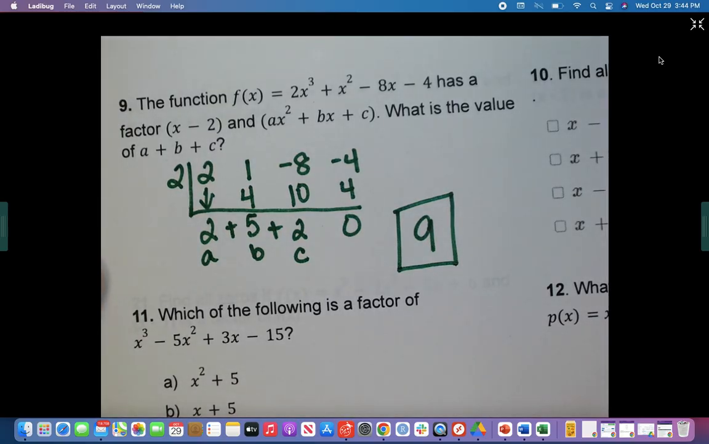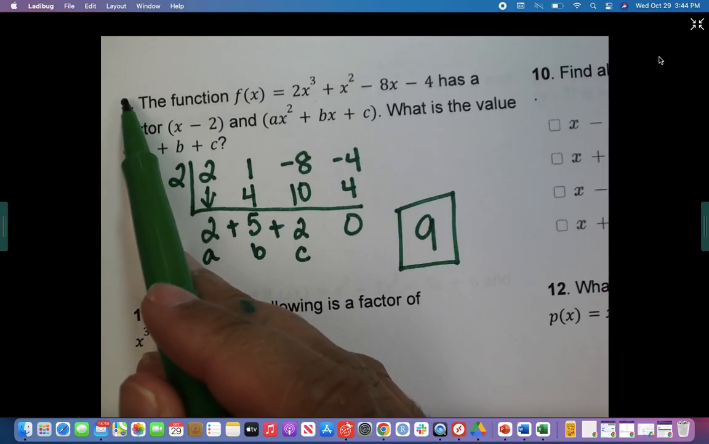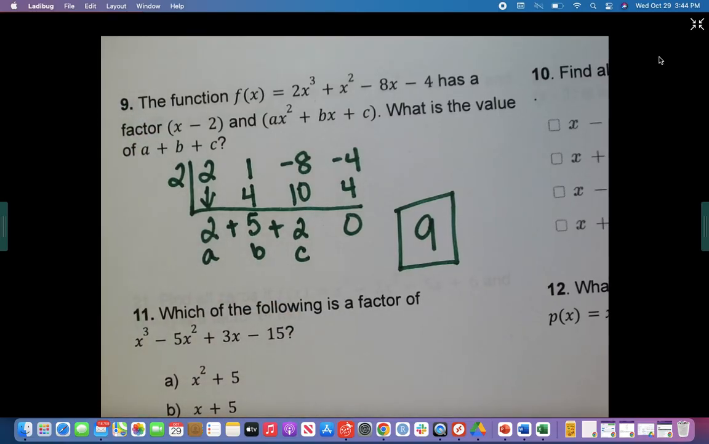All right. So again, if you are watching this, which you should be watching this and not just copying it down, I need you to put a square around the number 9 for the problem number.